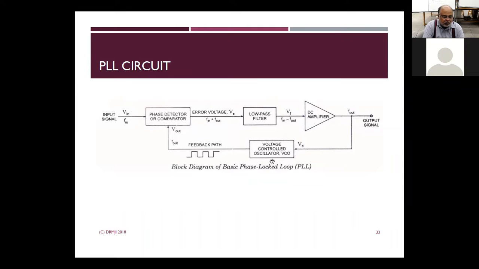You would study that in a communication course probably. पढ़ लिया आपने communication में PLL, उमैर? नहीं सर, अभी नहीं.